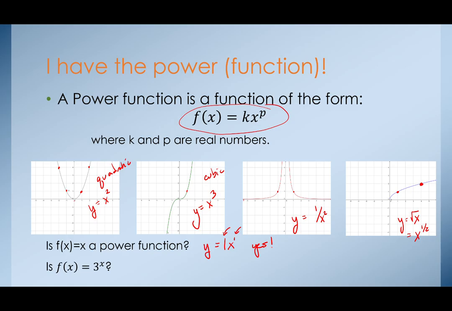What about 3 to the x? This one, the main requirement here is that it's x to a power, and this is 3 to the x, right? And there's a 1 there out front, but this one, no. This one is not following the power function, and it's not x to a power. It's 3 to an x power. So those rules are kind of reversed there. Okay.